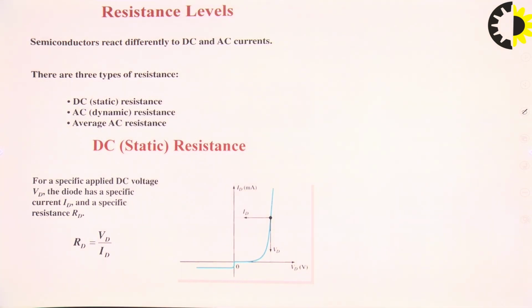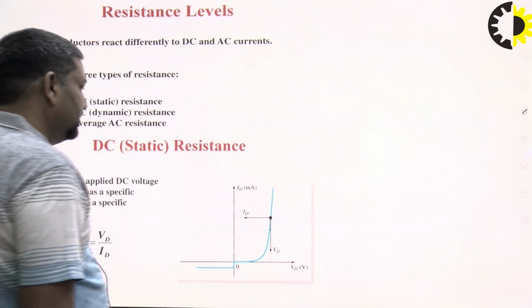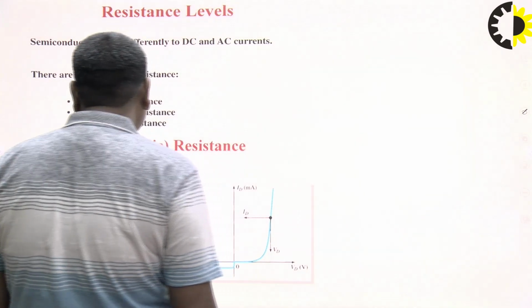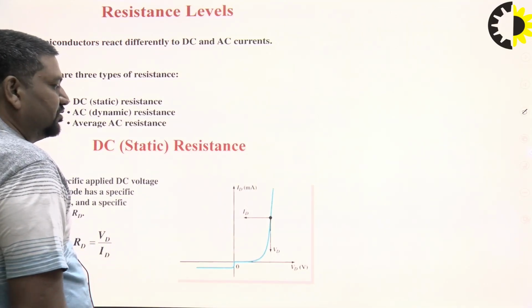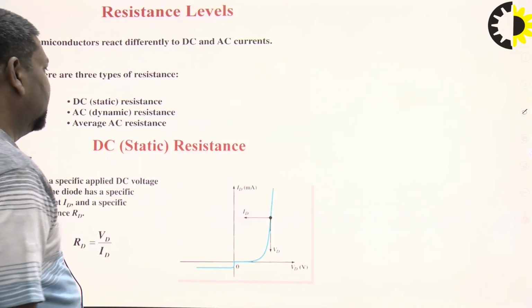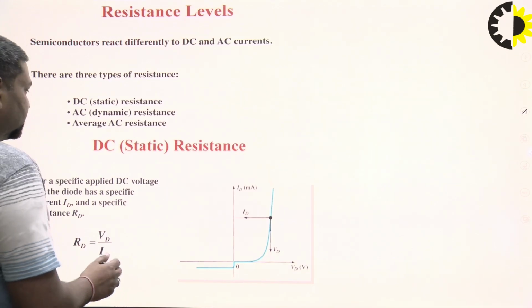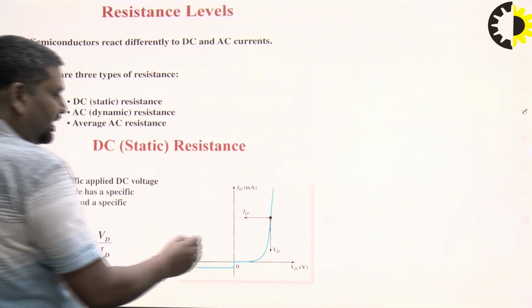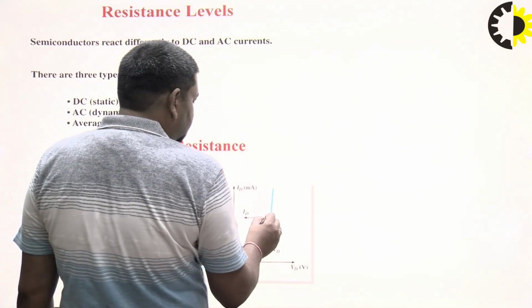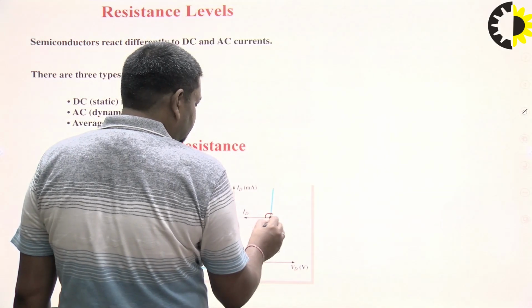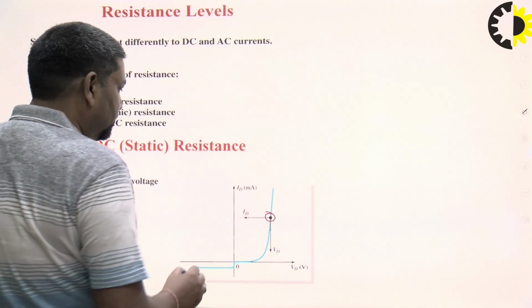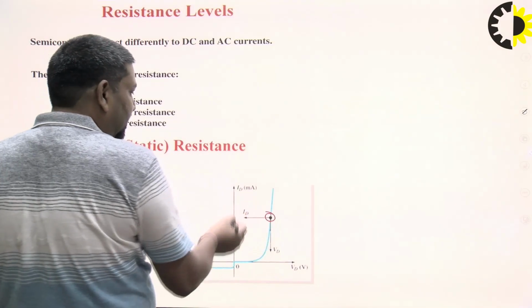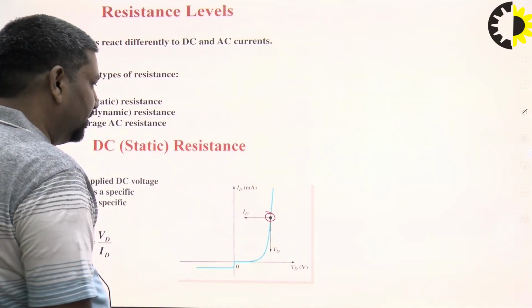So what is the application of IV characteristics in a PN junction diode? We extract the value of the static and dynamic resistance of that particular diode by using the IV characteristics. So what is the static resistance? At that particular point, if the diode is conducting, what resistance appears across the diode? We can easily calculate VD upon ID. So this is the static resistance at a particular point.